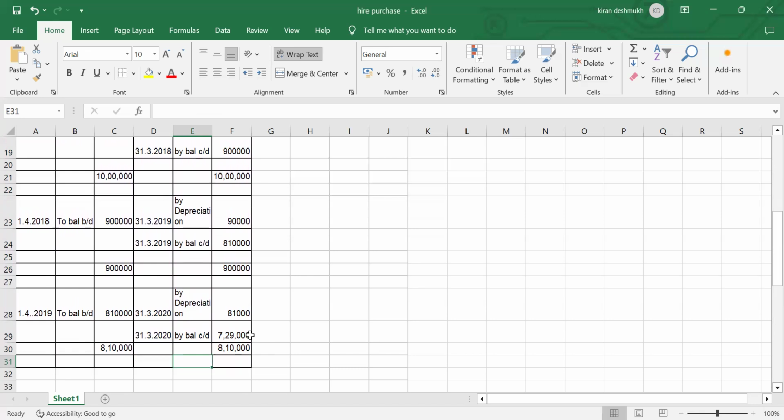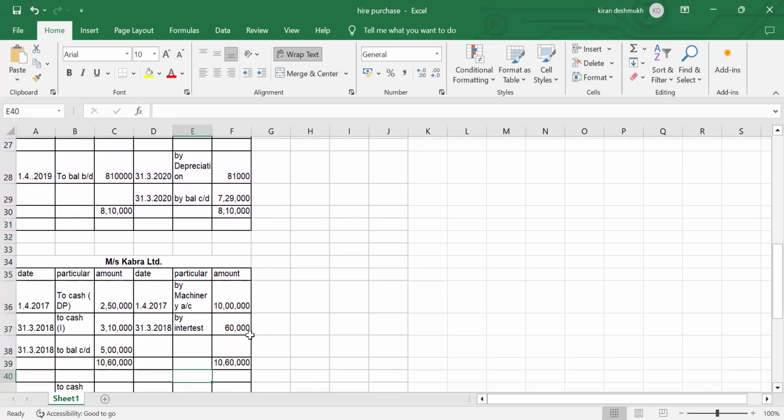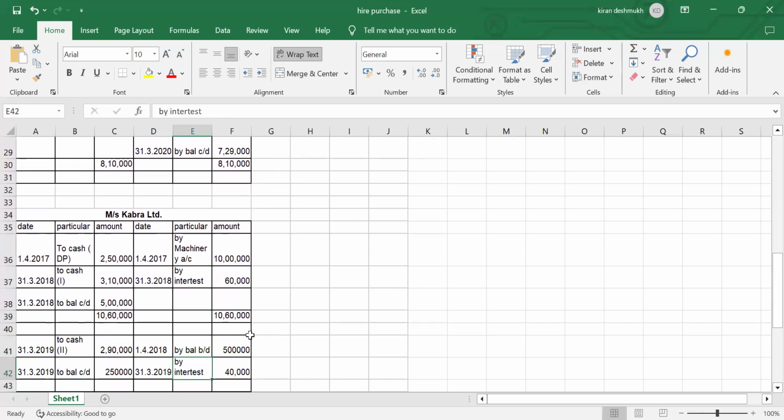The second account is asking, the question is about the vendor account. So vendor is Messrs. Cabra. As we have discussed in the previous part 1 of this session, journal entries in the books of hire purchaser. So first entry for purchase of asset, which comes to 10 lakhs. Second entry for the down payment, 2,50,000. Third entry is for interest due for the first year. From the table, you can cross-check the values, 60,000. At the end of the first year, installment paid is 3,10,000. So we have recorded to cash.